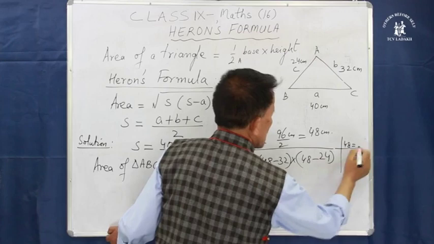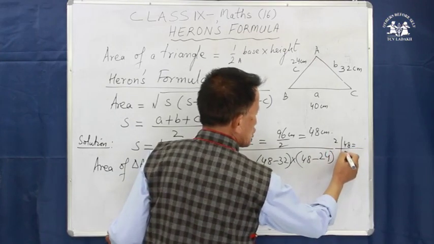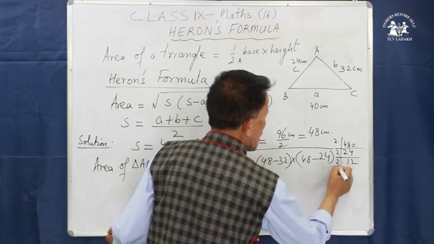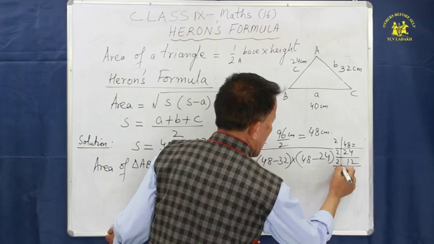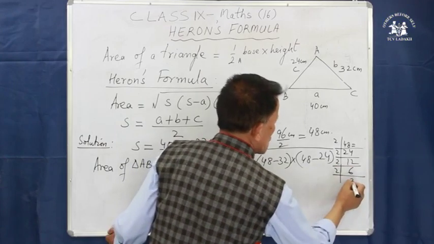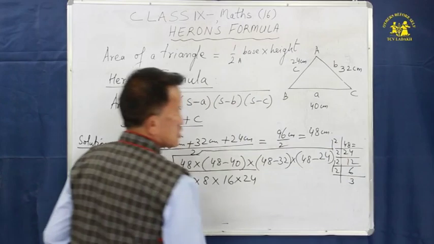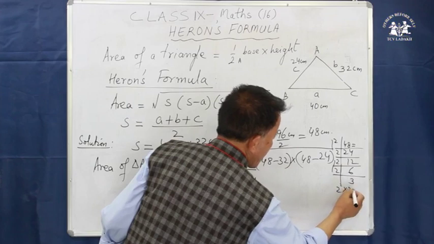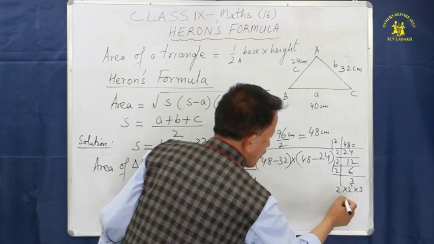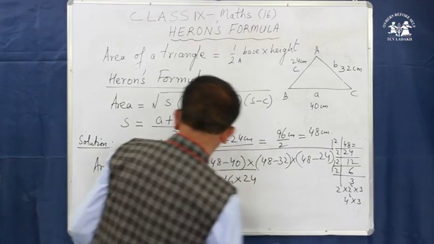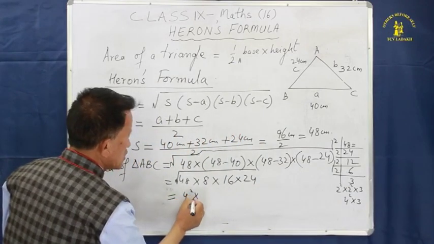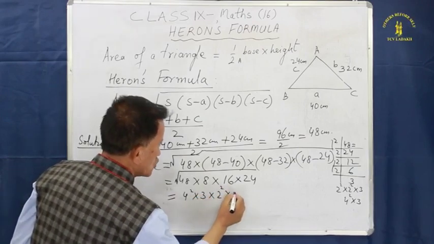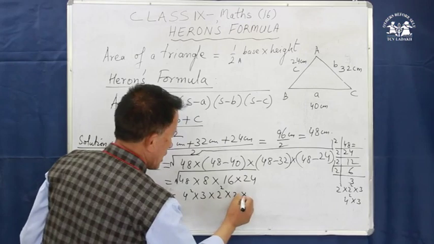48. Let's find the factors. It is divisible by 2. 2 2s are 4, 2 4s are 8, 2 6s are 12, 2 3s are 6. So it's 2 square into 2 square into 3. 2 2s are 4, it's 4 square into 3. So 4 square into 3. And 8 is 2 square into 2, right?